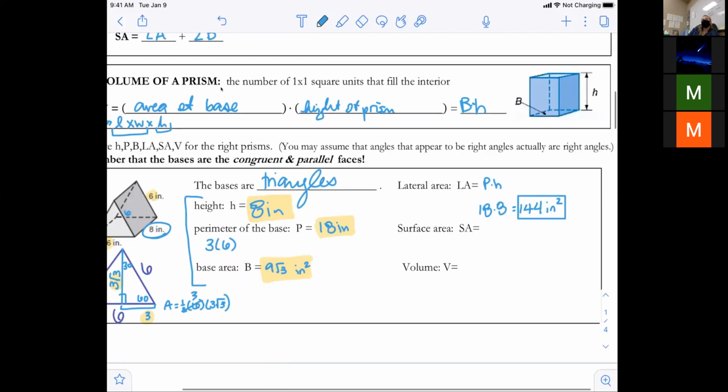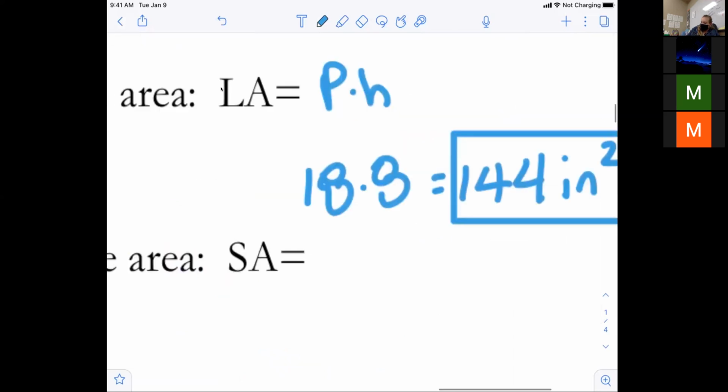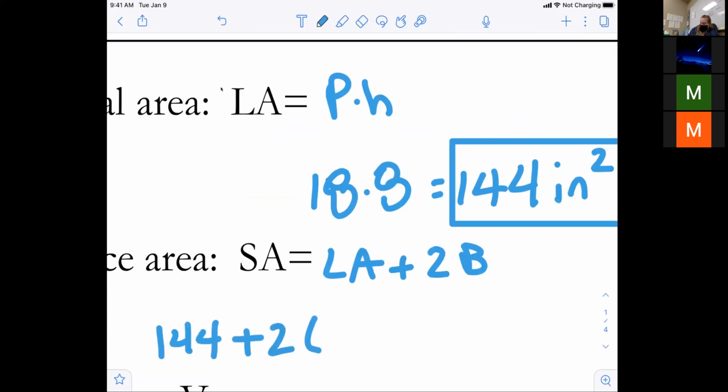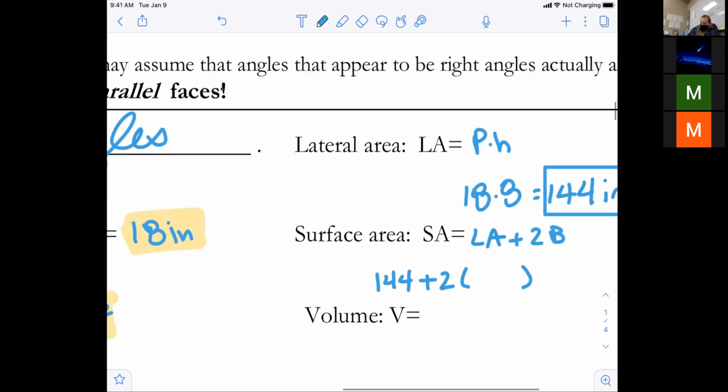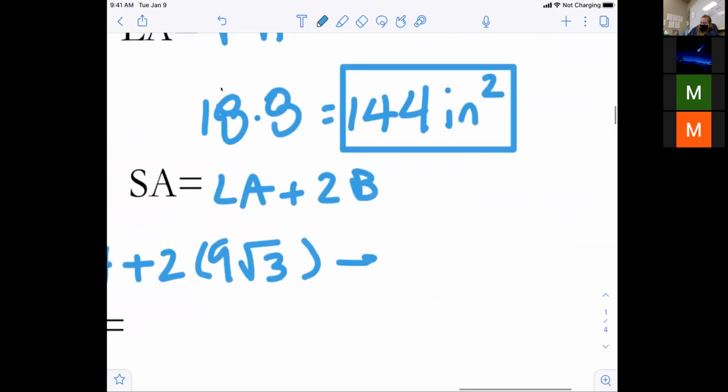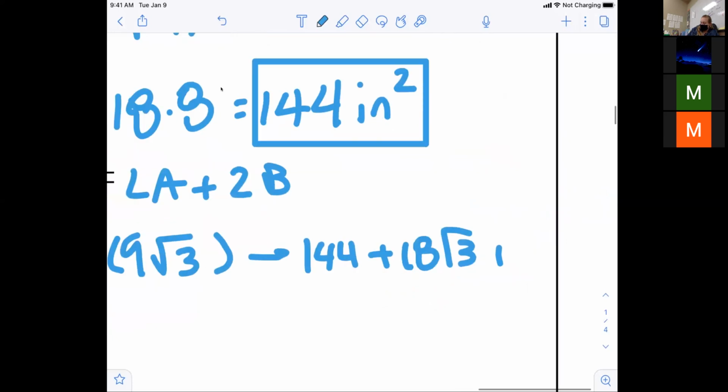Everyone okay so far? Surface area is LA plus 2B. Well, good thing I just found LA. It's going to be 144 plus 2 times whatever B was, and B was 9 root 3. So I'm going to do 2 times 9 root 3. Now, I cannot add 144 plus this other term because the other term has a root 3, but I can do 9 times 2 and get 18. So I'm going to do 144 plus 18 root 3. That's my best answer. Throw some units on it, inches squared.